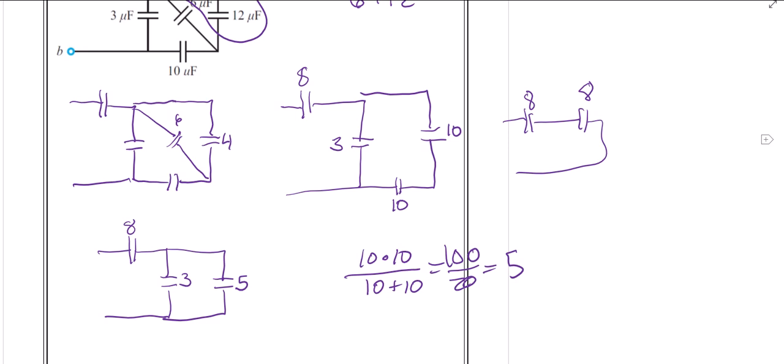Okay, so now I have two 8 microfarad capacitors in series. And so just like before, you can do product over sum, or know that when you have two identical ones in series, the equivalent one will be half. So that'll be 4 microfarad.